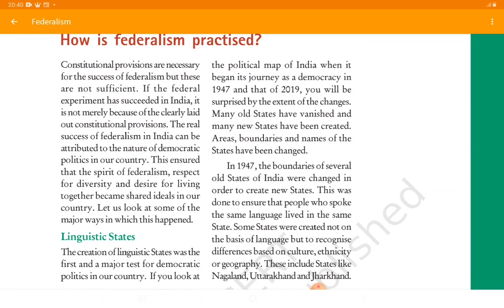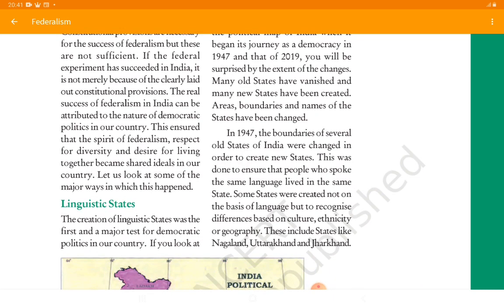Now we saw that in the latest political map, many union territories are formed and many old states have vanished. Areas, boundaries and names of states also have been changed. In 1947, the boundaries of several old states of India were changed in order to create new states. So at that time, the boundaries of many old states, as we saw in our previous historic map, were changed, and now we see the India map totally different.